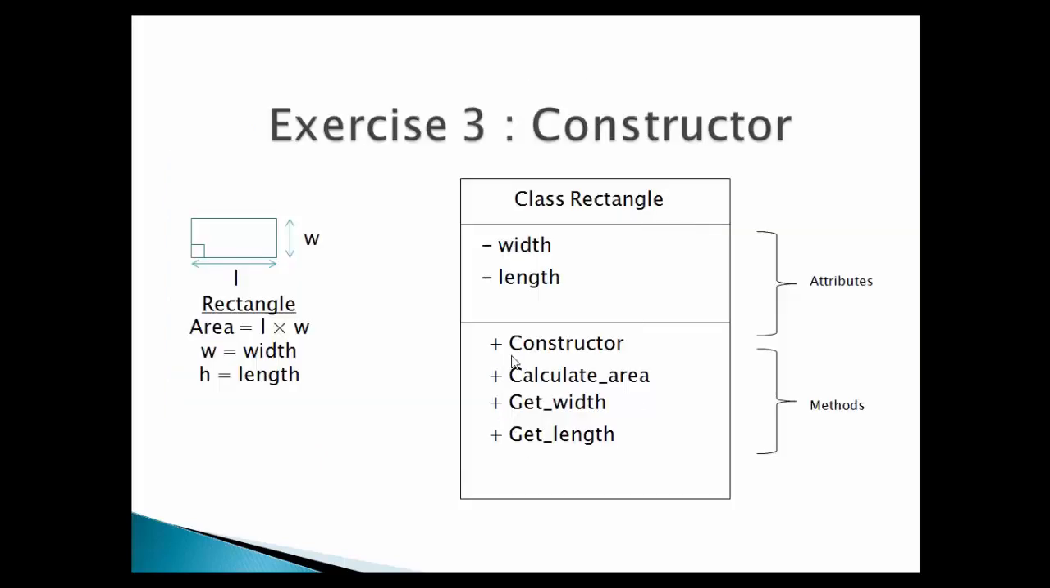Okay, we will do the exercise 3. In this exercise, we will create class rectangle. We know that rectangle is one of two-dimensional shape. The formula for getting the area of rectangle is multiply width by length. In class rectangle, there are two attributes, width and length. And there are four methods, constructor, calculate area, get width, and get length.